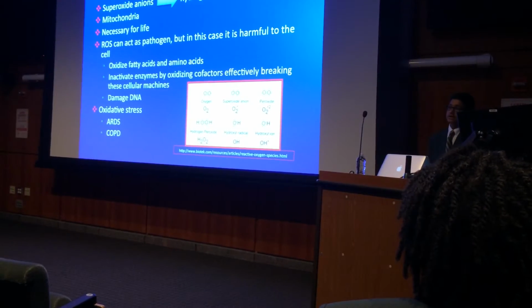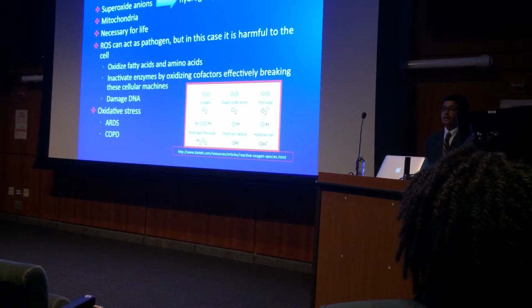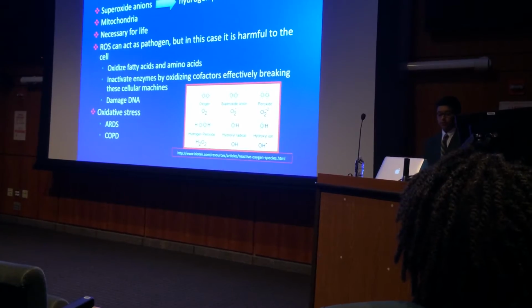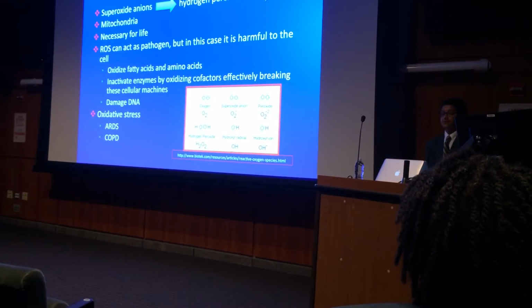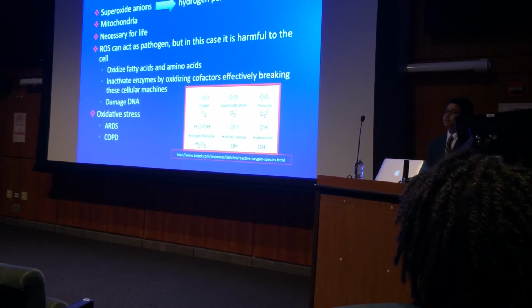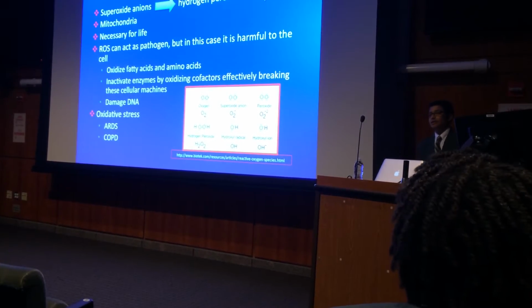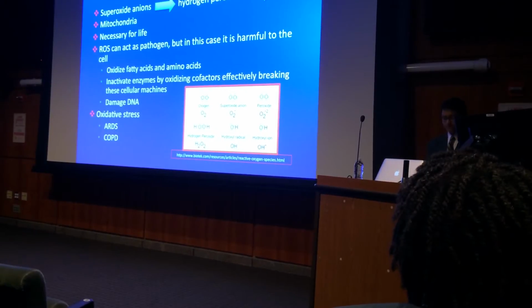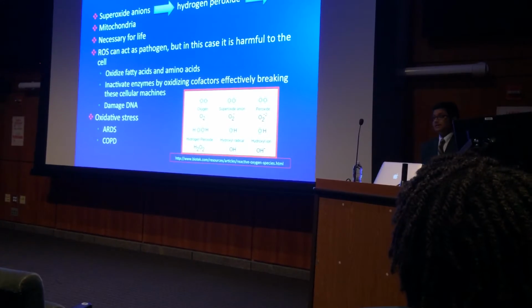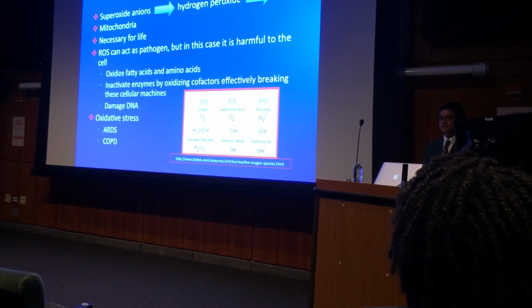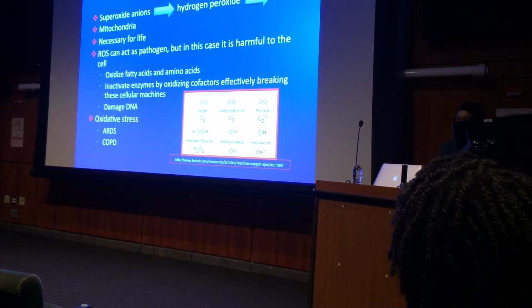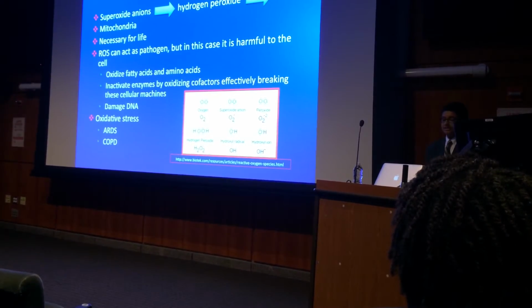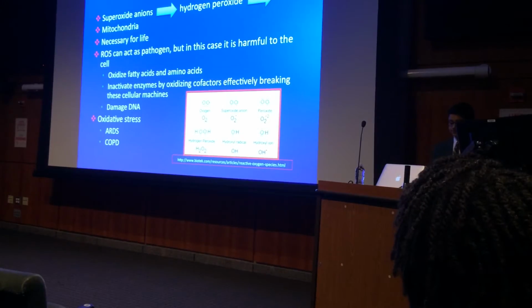The superoxide anions, which are created via the NADPH pathway, can form hydrogen peroxide, which further yields reactive oxygen species. The production of ROS happens in the mitochondria as a part of everyday aerobic life, and they are also produced in enzyme reactions. ROS is necessary for life, but ROS in excess can be very detrimental. While ROS can act against a pathogen, in this case it is very harmful to the cell.